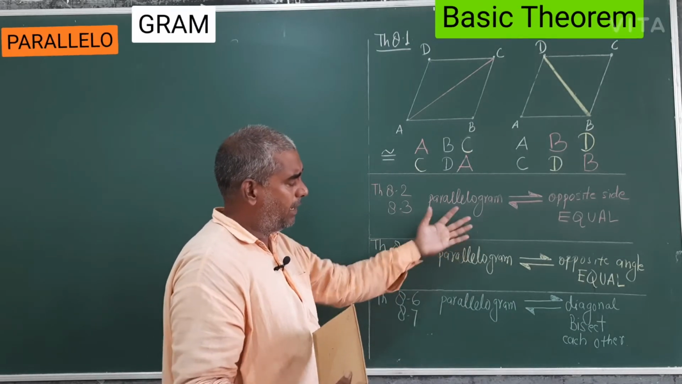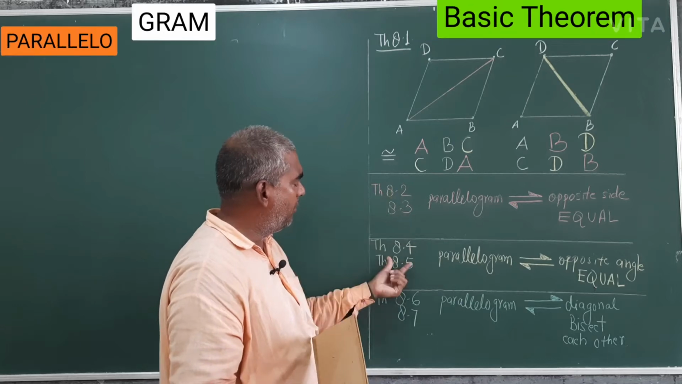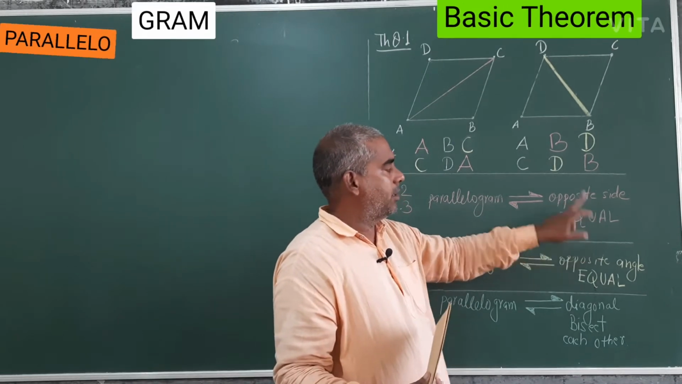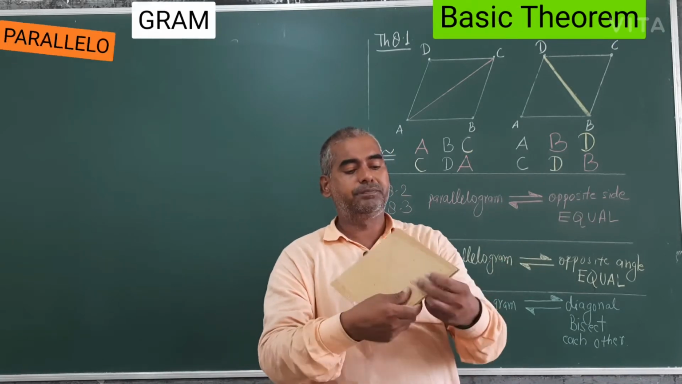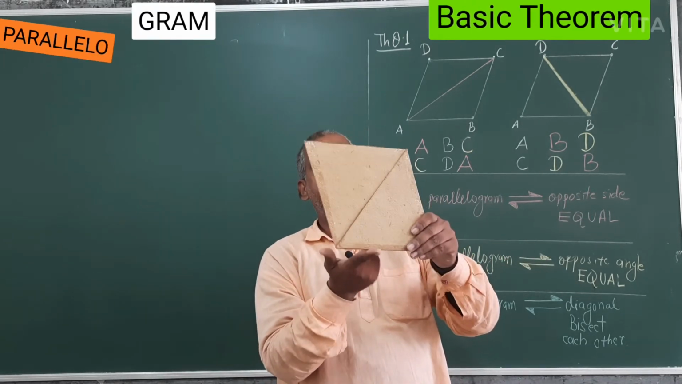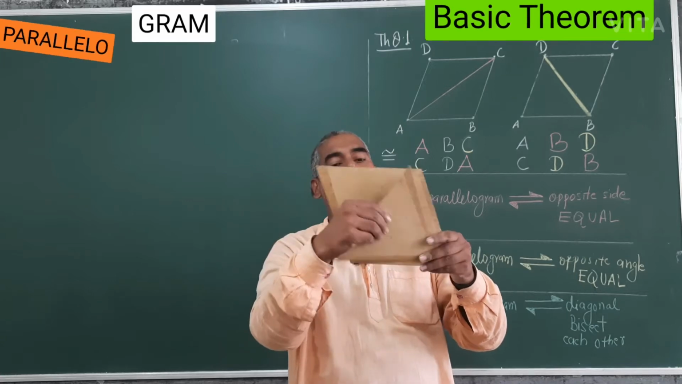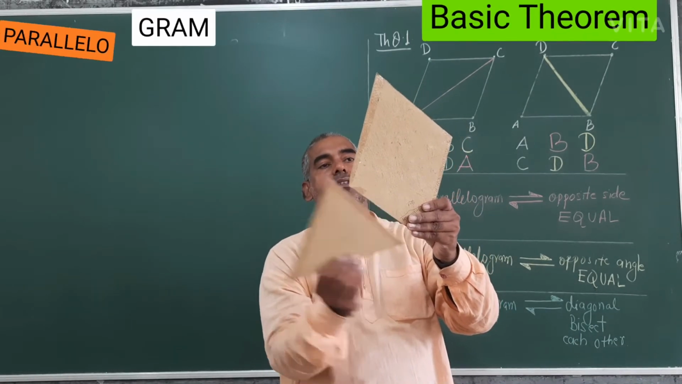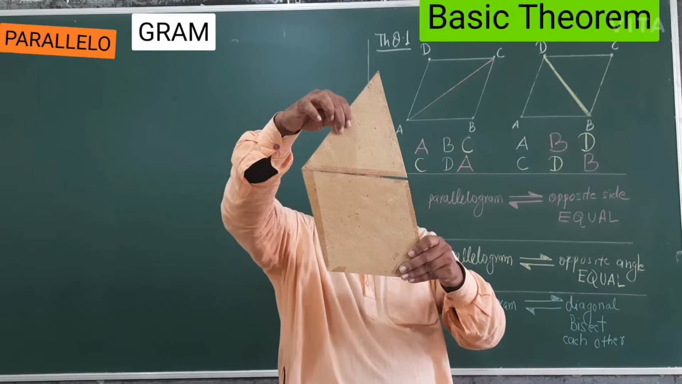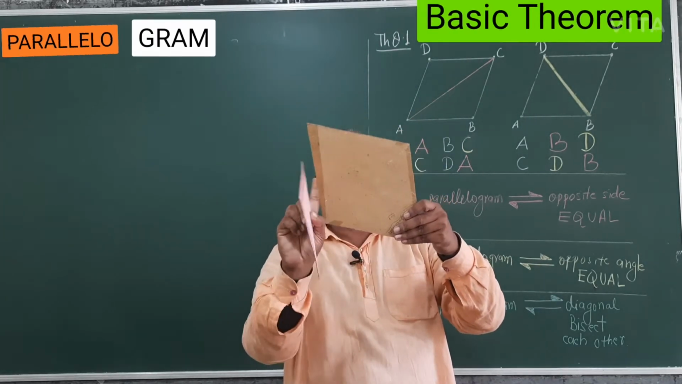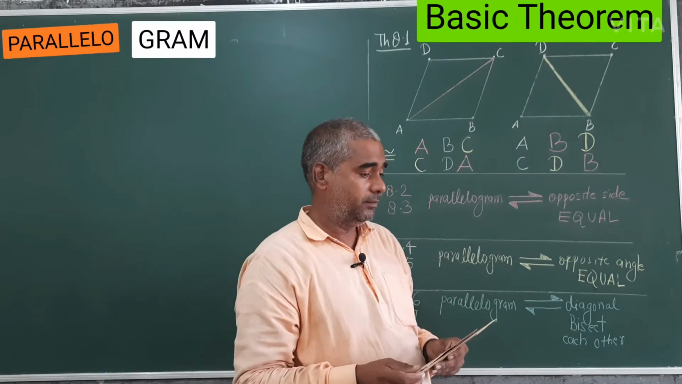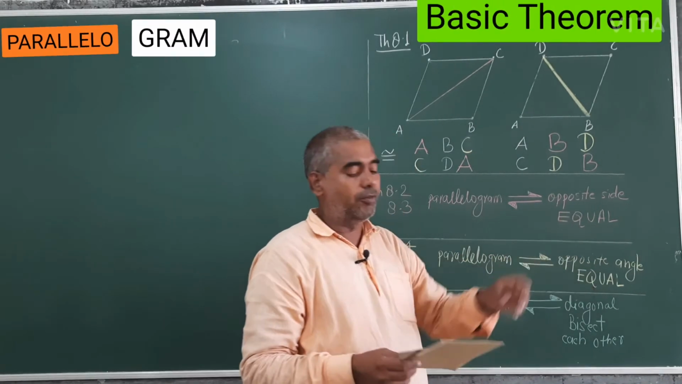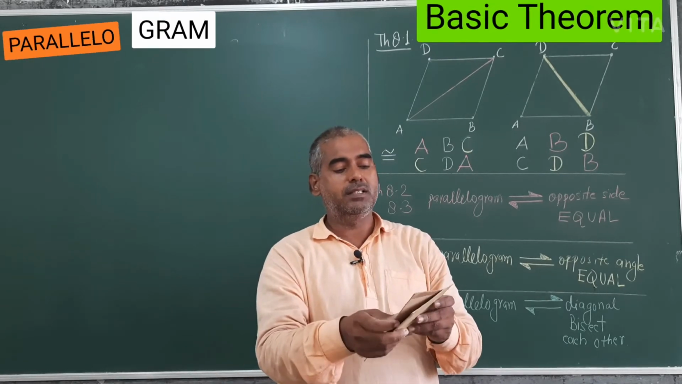So nothing is special in parallelogram. All these theorems, 8.2, 8.3, 8.4, 8.5, apply everywhere in parallelogram. The opposite sides are equal. Opposite sides means this side is equal to this one. You can check. Yes, it is equal to this. Opposite sides are equal. Opposite angles are equal.